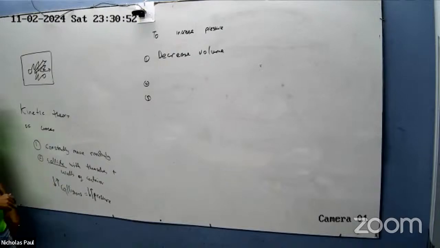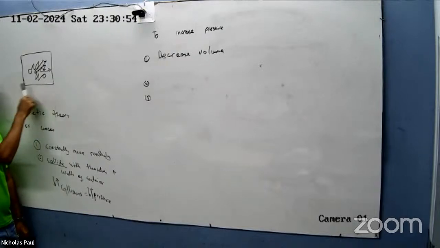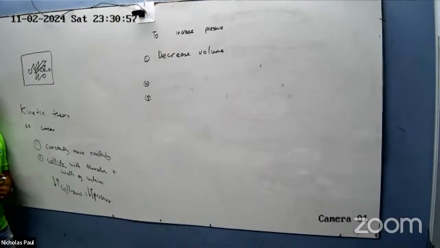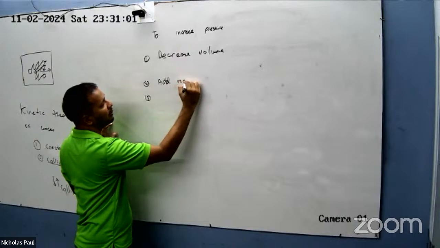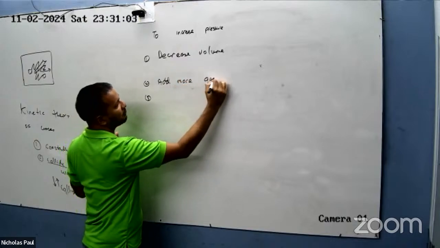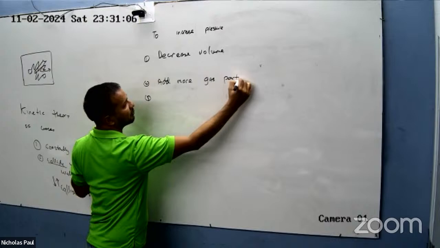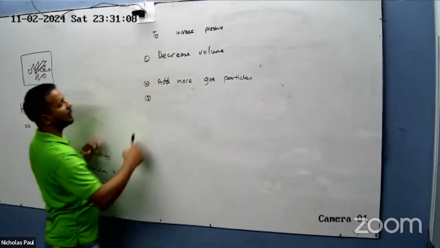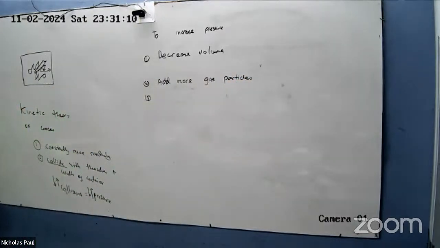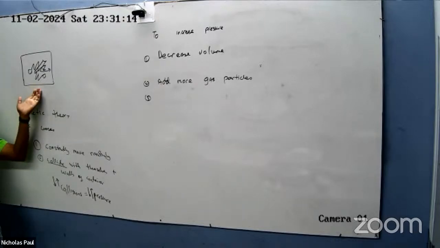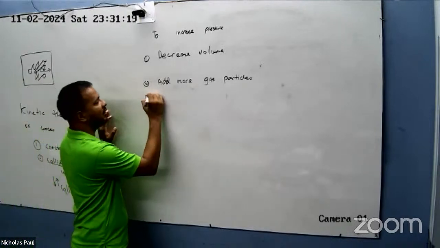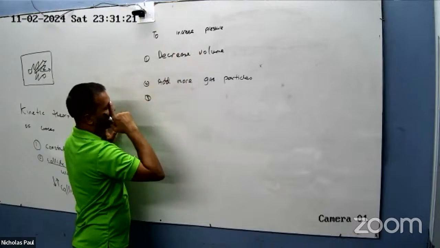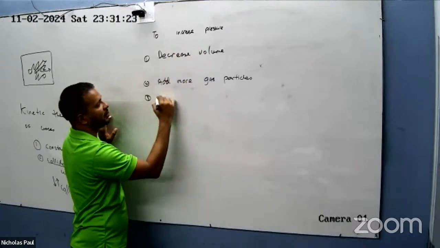What else can we do? More collisions. Add more gas particles. And thirdly, what else can we do? Increase temperature. Give them more energy, right? If I increase the temperature and give them more energy, they will be able to increase pressure, right?